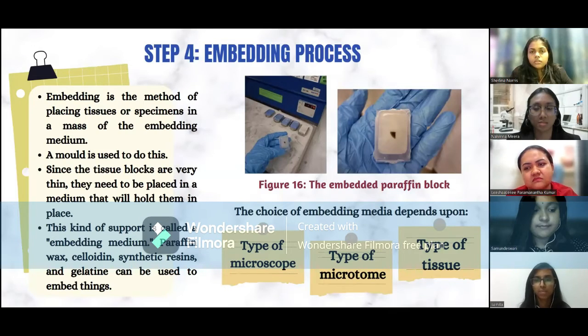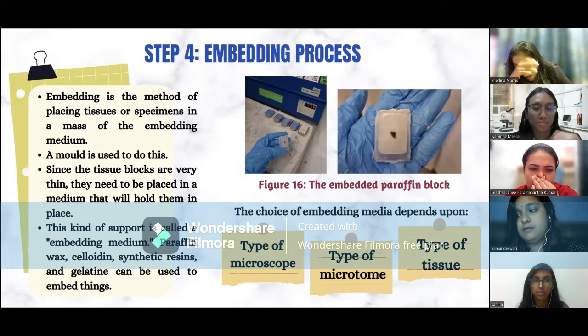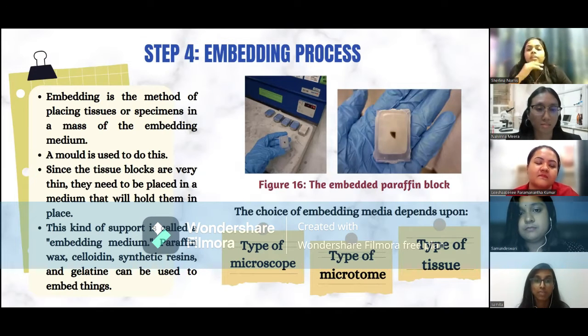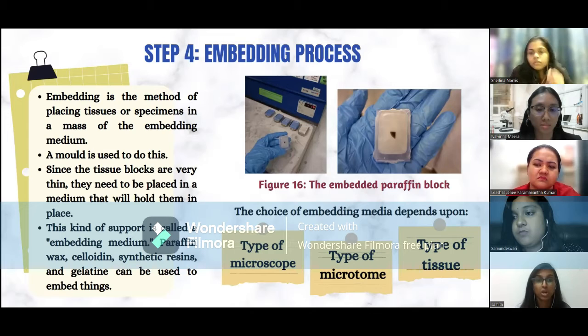Embedding process. Tissues or the specimen are enclosed in a mass of embedding medium using a mold. Since the tissue blocks are very thin, they need a supporting medium in which the tissue blocks are embedded. The choice of embedding media depends on the type of microscope, type of microtome, and the type of tissue, for example hard tissue such as bone, or soft tissue like liver biopsy.